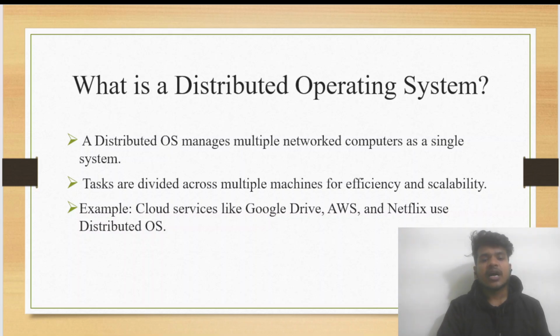The definition is: a distributed operating system manages a group of networked computers so they work together as a single system. The user feels like they are using a single machine, even though tasks are actually distributed across multiple computers. For example, cloud services like Google Drive, Dropbox, and AWS use distributed systems to store and process data across multiple servers worldwide.